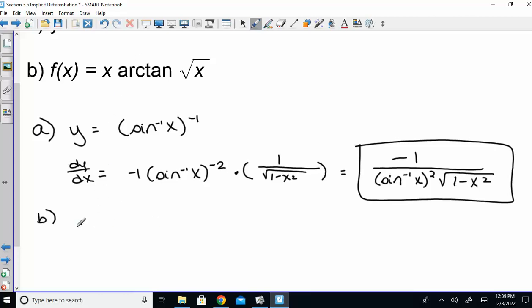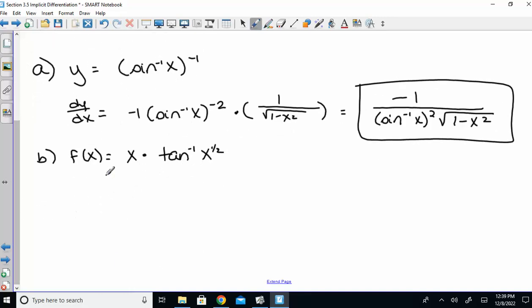So B. If you remember, arctan is the same thing as saying tangent inverse. So this is x times the tangent inverse of the square root of x, or I'll write that as x to the 1/2. So when I do this derivative, what is the big thing I need to remember? How am I going to do this derivative? What do I have to remember to do? Well, where do we even start?